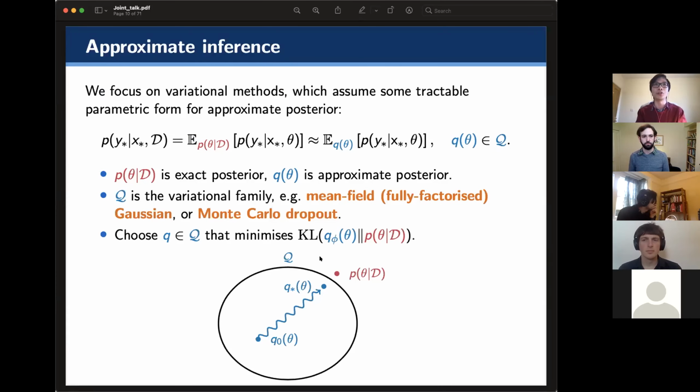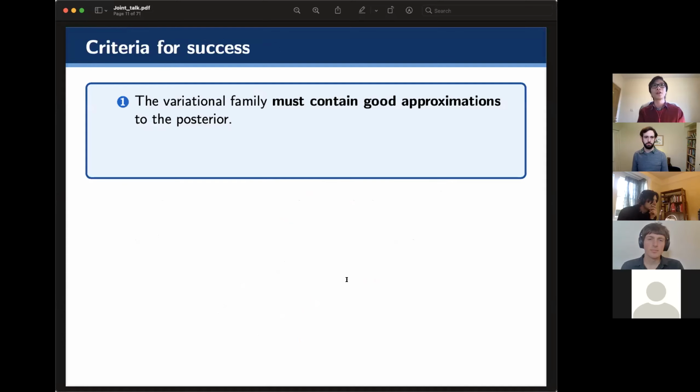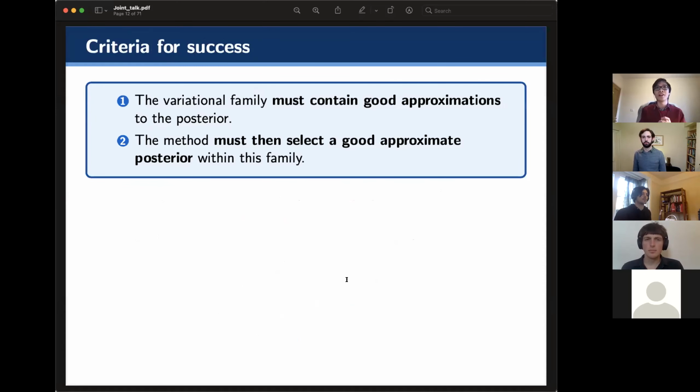And as we know, we choose the member of the family that minimizes the KL divergence between the approximate and the true posterior. So you can imagine an initial distribution here, and then we do some kind of optimization. We end up with a final distribution, and it's close to the true distribution, but it can't match it exactly unless Q is sufficiently large. So let's take a step back and think about what criteria we need to satisfy for a method like this to succeed. I'd say, roughly speaking, first of all, the variational family must contain good approximations to the posterior. There has to be at least one member of the family that is good enough for you. And secondly, the method must then actually select a good approximate posterior within this family. It's not enough that these approximate posteriors exist. You actually have to choose them.